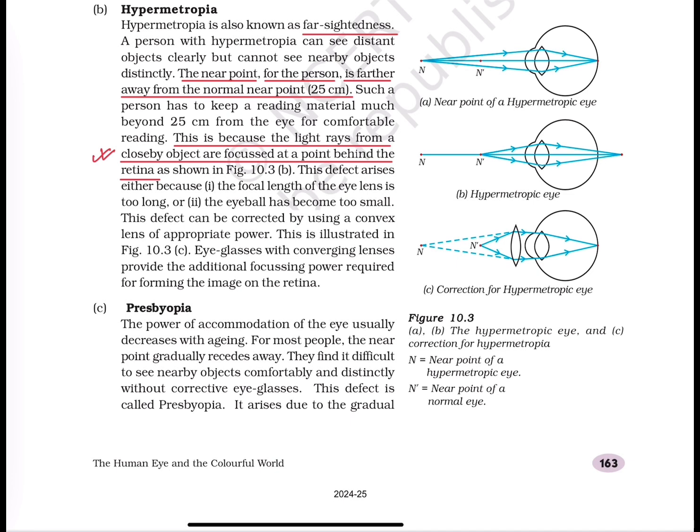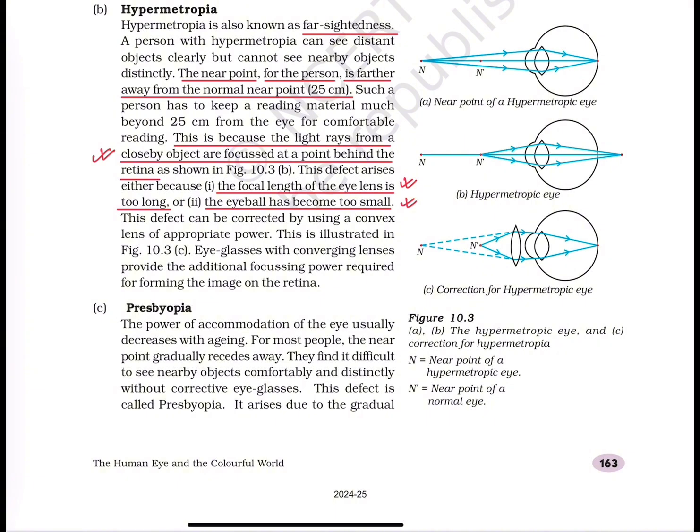Again, there are two reasons because of which this defect arises. This defect arises because the focal length of the eye lens is too long, and the second is that the eyeball has become too small. So hypermetropia is the condition when the eyeball becomes too small, and another possibility is that the focal length of the eye lens is too long.